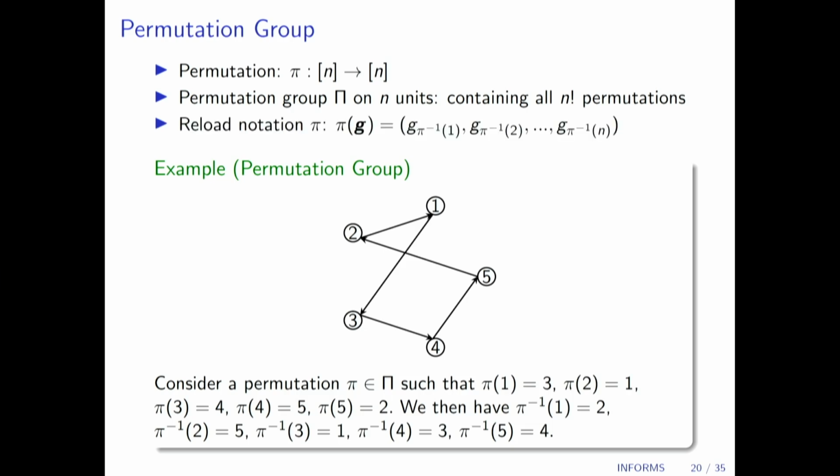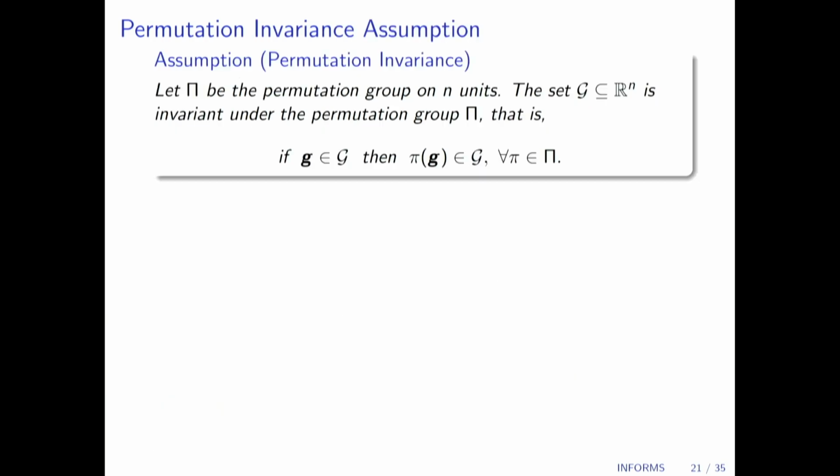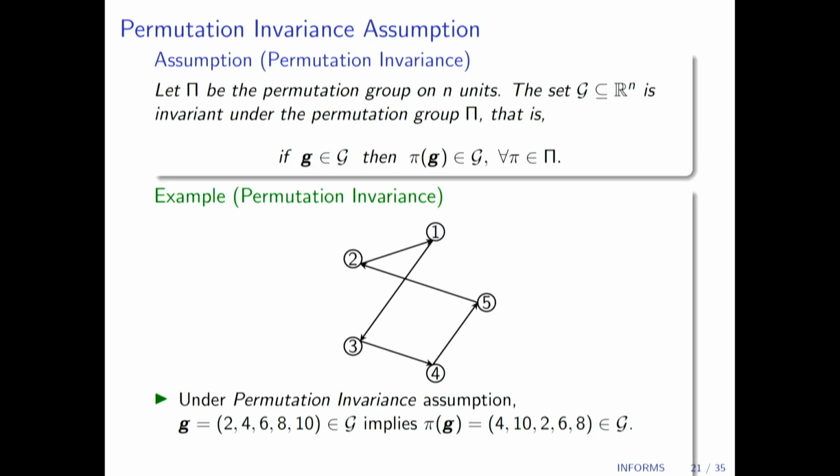So we're going to reload the notation of a permutation. Now, if the argument of the pi function is not a scalar, not an element, but a vector, then we say that the permuted vector G is going to be a vector of values that are basically permuted from the previous places. So here is an example of a permutation on a vector.